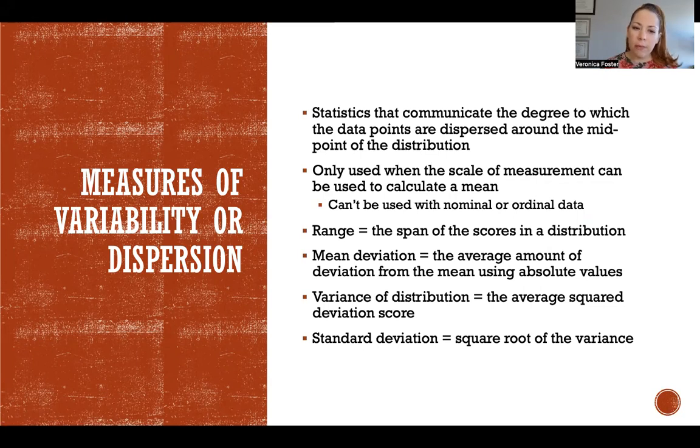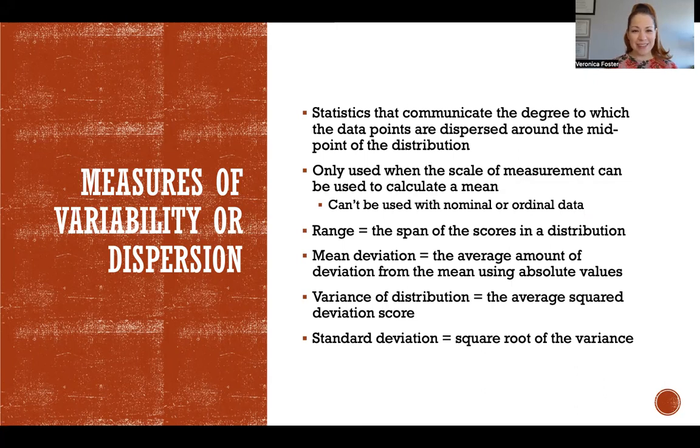So we can only measure the variability of a data set if it is the type of data where we can calculate the average. So we can't use measures of variability for nominal or ordinal data because we can't find an average if it isn't numerical data like that. And so it's only used for that.